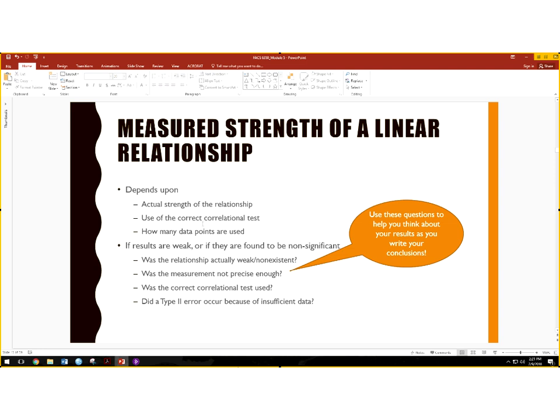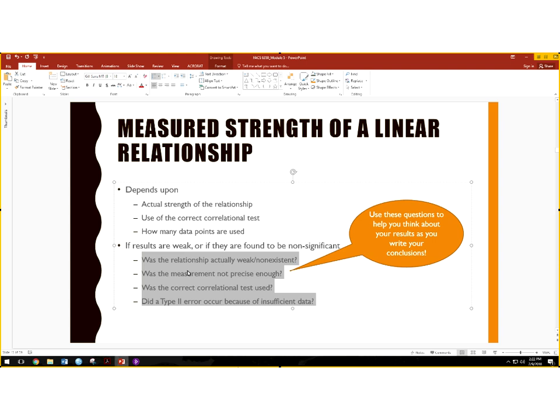So if I'm measuring IQ and I give somebody the RD exam, that's not going to measure their IQ. It's going to measure if they're competent at being a registered dietitian, which isn't equivalent to IQ. And so the measurement wouldn't be precise. And then the correct correlational test, so which statistical test, and it could have been an incorrect test. And then the sample size, because maybe a type 2 error occurred because I didn't have the sample size that I needed. So as you write your conclusions for your module, you really need to be thinking through these questions, because this will help you explain your results.